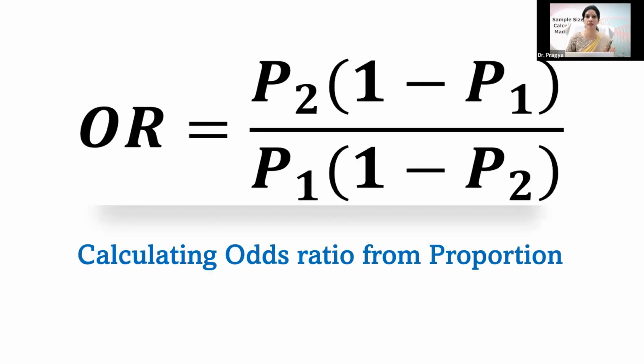So this is the one. And then if you have got the odds ratio and you don't have one of the proportions, then this is the formula for calculating the odds ratio from proportion. Like P2, 1 minus P1 multiplied, and then again in the numerator, you will take the multiplication of P2 and 1 minus P1, and in the denominator, you will take P1, 1 minus P2. So these two ratios represent the odds ratio.